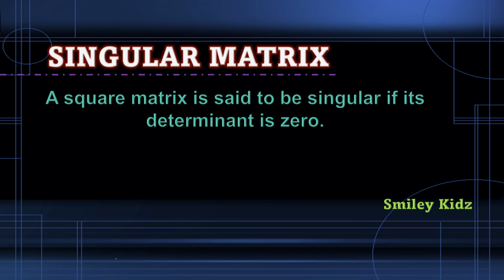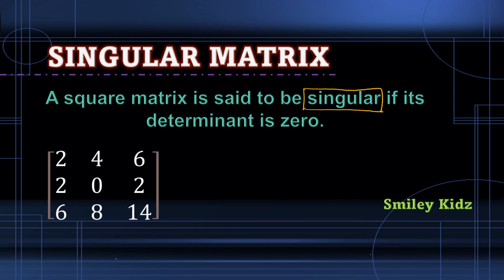Firstly, we have singular matrix. A matrix is said to be singular if its determinant is zero. Now, if I take this example over here, let's say this is matrix A. This matrix will only be called a singular matrix when its determinant is zero.